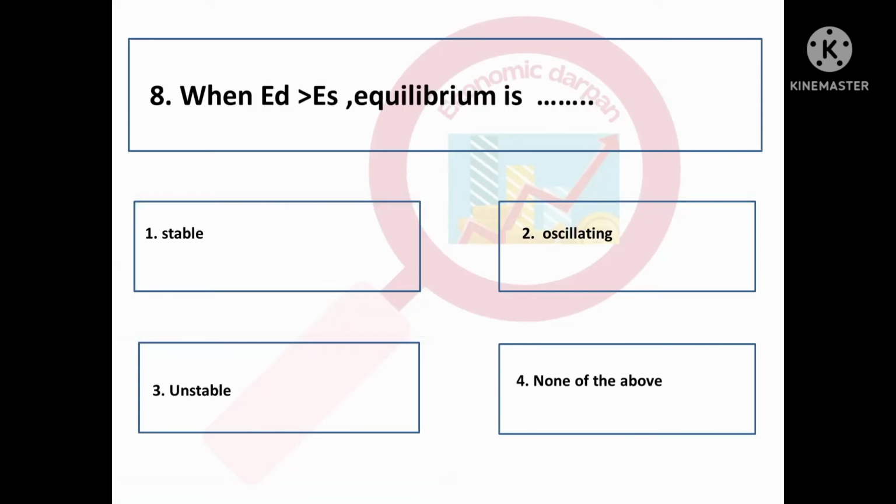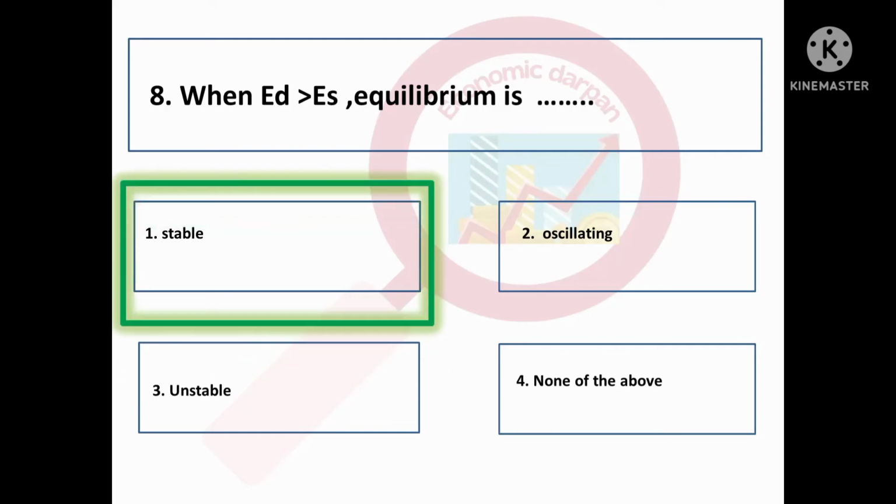Question number 8 is, when elasticity of demand is greater than elasticity of supply, then the equilibrium is dash. Option 1 is the equilibrium will be stable. Option 2, equilibrium will be oscillating. Option 3 is equilibrium will be unstable. And option 4 is none of the above. So when elasticity of demand is greater than elasticity of supply, then equilibrium is stable.